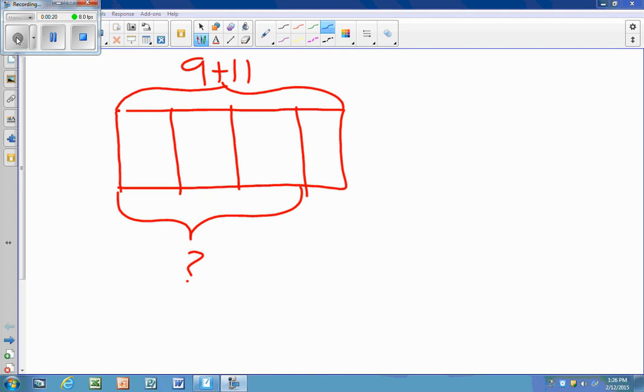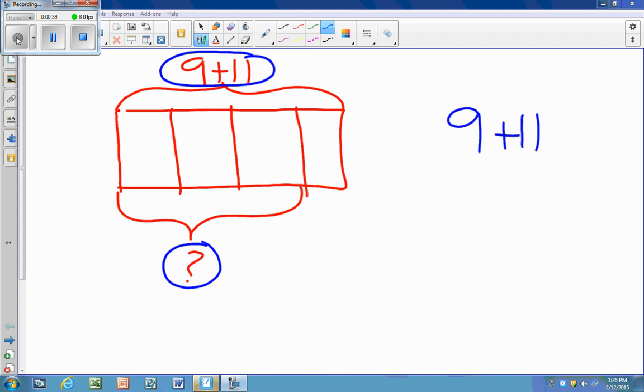So the first thing is we're going to look at this tape diagram, and we want to figure out how to write an expression so that we can figure out what the question mark is. So the first thing is that we notice that the whole entire tape diagram is worth 9 plus 11. So we're going to write that on the side. And then we notice we want to find a piece. And the piece we want to find is right here.